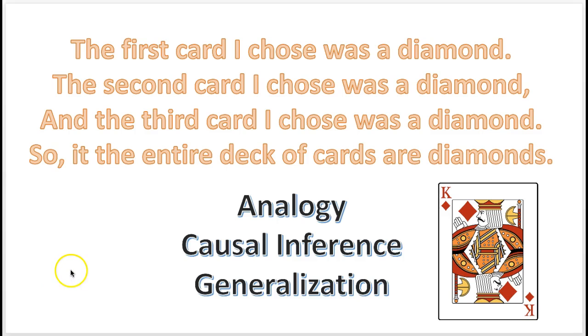Okay, number one. What type of argument or inductive argument form is this? The first card I chose was a diamond. The second card I chose was a diamond. And the third card I chose was a diamond. So the entire deck of cards are diamonds. Is it an argument from analogy, causal inference, or generalization? The answer is, that's right, it's an argument of generalization. It's an argument from a sample and claimed about the entire group.